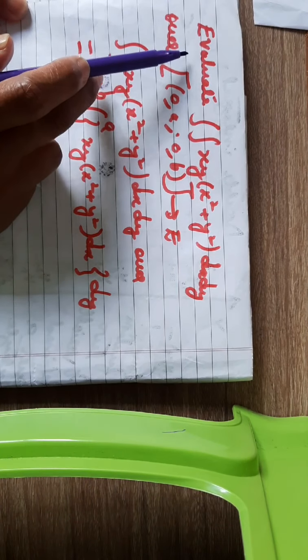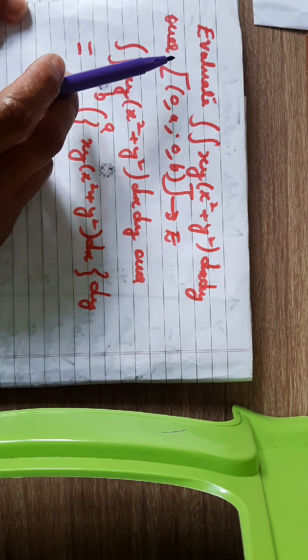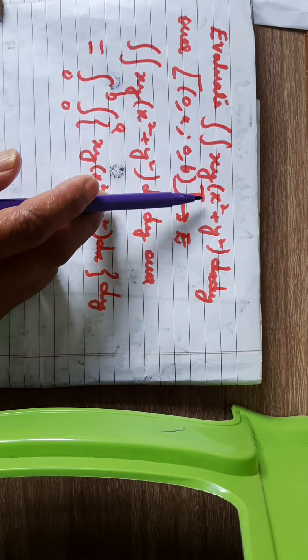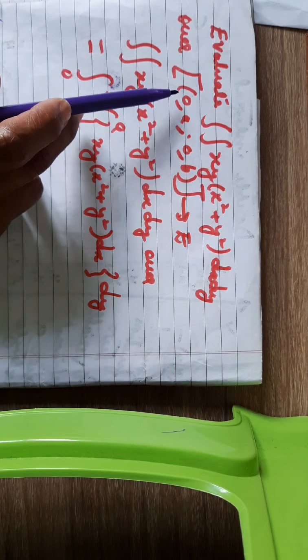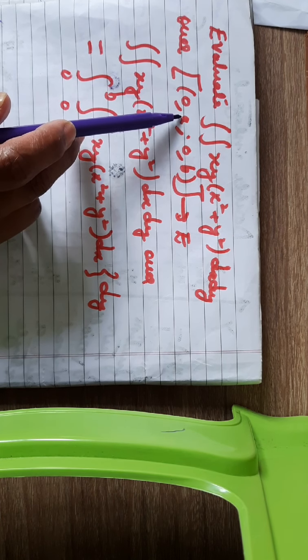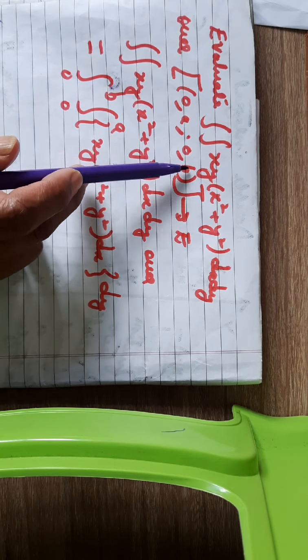Next, let us come to this one. The application of that double integral. So how to evaluate this one? Double integral xy into x square plus y square dx dy over the rectangle bounded by the line x is equal to 0, x is equal to a, y is equal to 0, y is equal to b.